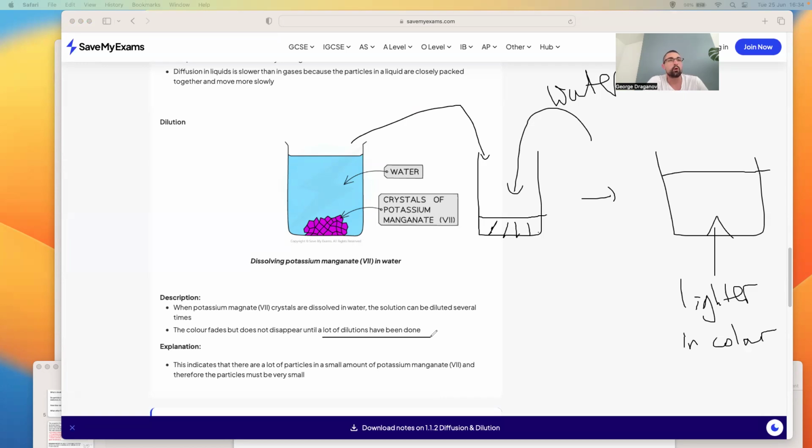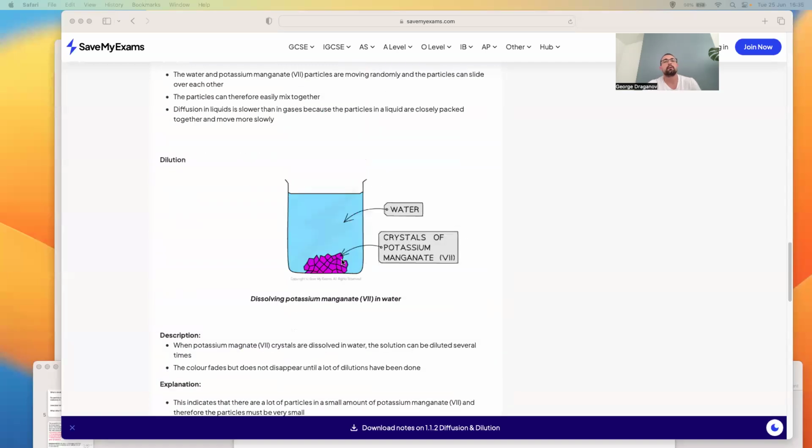Just like if you're making squash or Ribena, you put some squash and you put water. The more water you add, the more diluted it is. The explanation is that this indicates there's a lot of water and a small amount of potassium manganate, and therefore the particles must be very, very spread out. Right, so we've looked at diffusion, which is when these particles spread through the water. Don't confuse it. Dilution is when you simply add more water. But diffusion is how the manganate essentially dissolves, by diffusing from a high concentration to a low concentration.